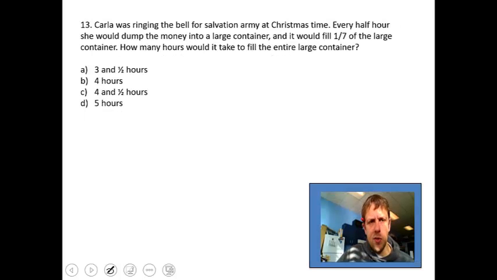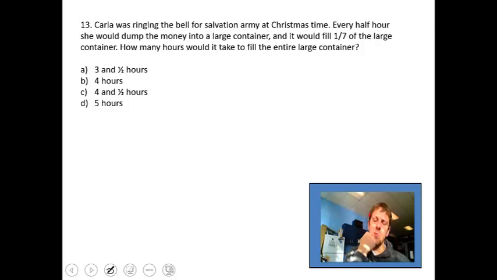Alright, here's a new style of question. Carla was ringing the bell for Salvation Army at Christmas time. Every half hour she would dump the money into a large container, and it would fill 1/7 of the large container. About how many hours would it take to fill the entire large container?